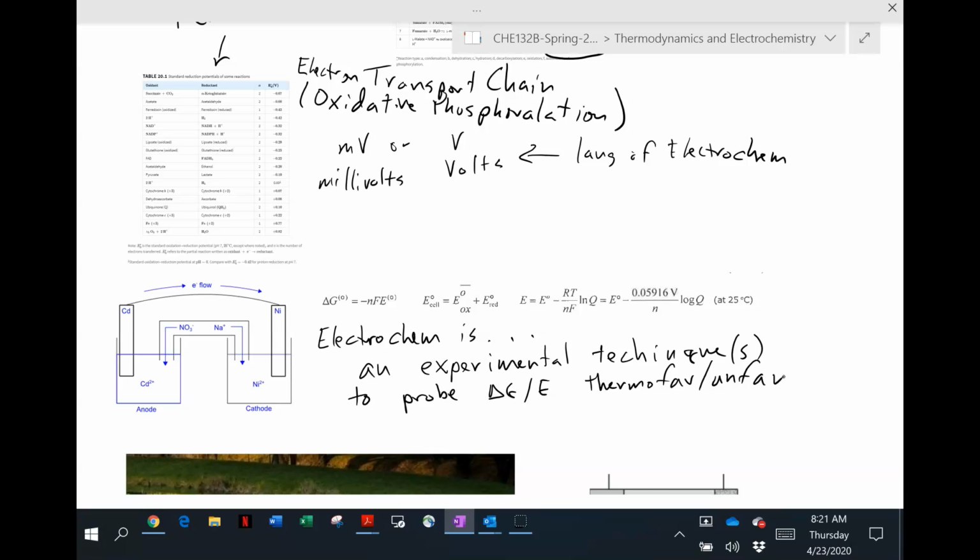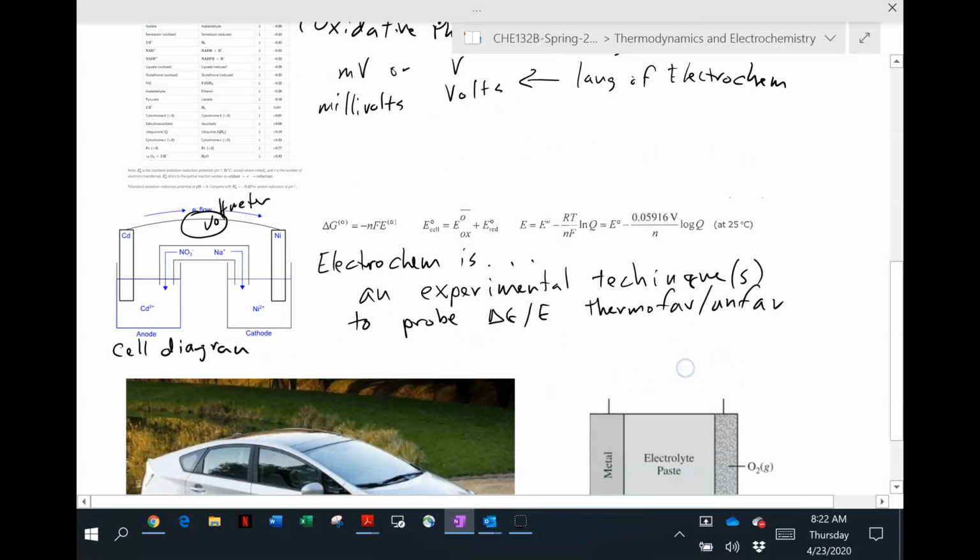This is a diagram of a cell, and we can construct a cell so that we have a voltmeter up here in the middle and measure the potentials of different cells. And in fact, that's how we get the data in tables like the one above there or the one on the other tab. So in a way, it's kind of analogous to calorimetry, which is the experimental technique for thermodynamics.